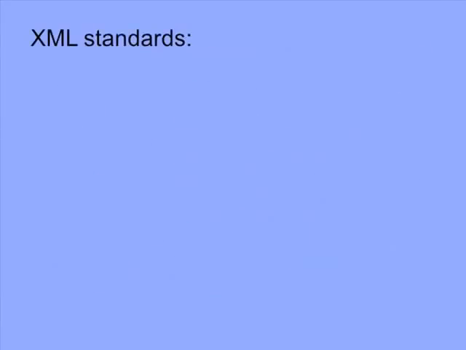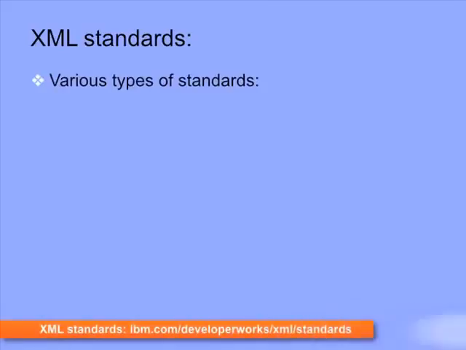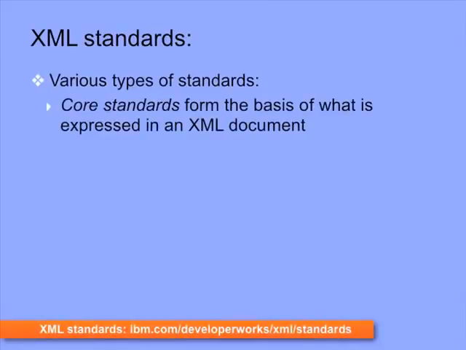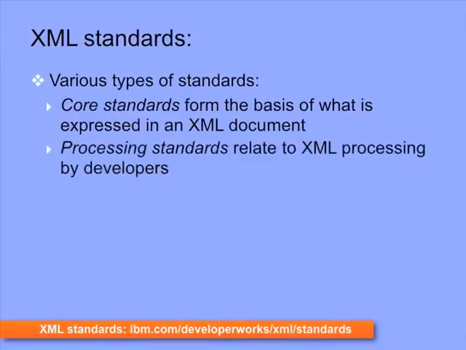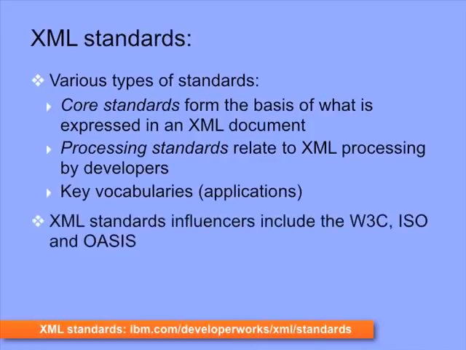Various types of XML standards have been established by key organizations such as OASIS. Core standards such as XPath and XML schema form the basis of what is expressed in an XML document. Processing standards, such as XForms and the Simple API for XML, relate to XML processing by developers. Key vocabularies, also known as applications, are languages based on XML. Well-known vocabularies include XQuery and Atom.